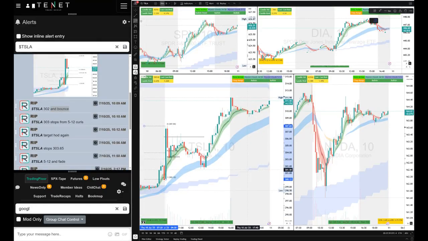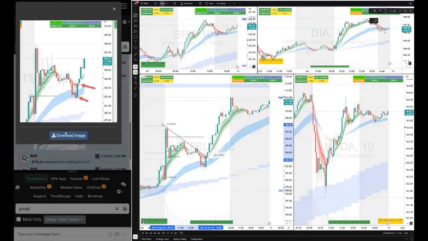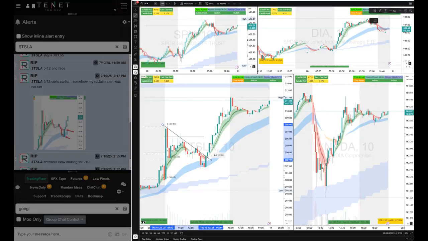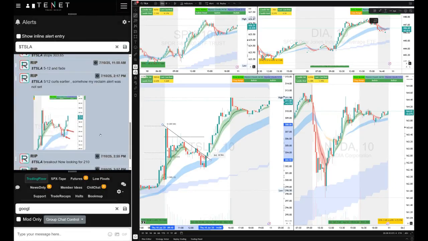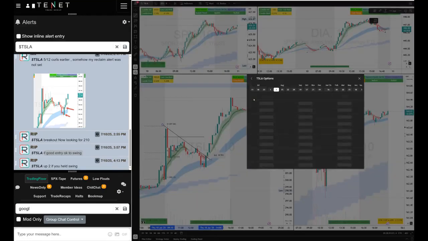Then came the midday repeatable long setup, and that one was pretty epic. 512 curls right here, right here, right here. You take the 512 curls. My target was 310. I typed it there. I told the traders to swing it, and it's hitting 312 now. So if you took that 302 curl versus 301, your calls went almost 200%.